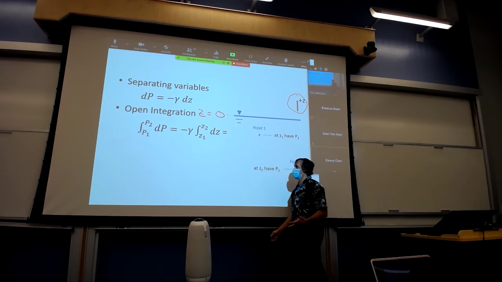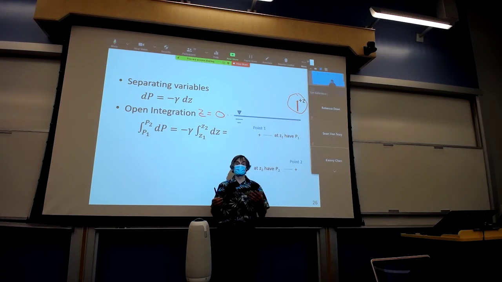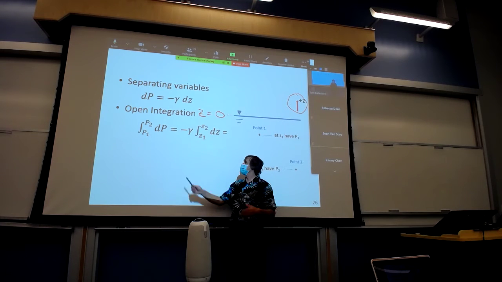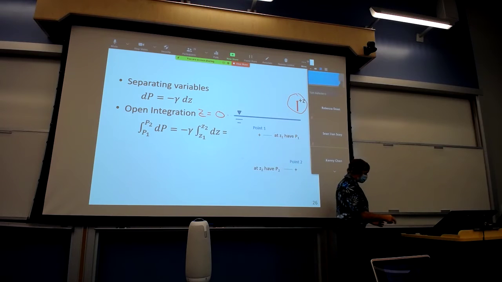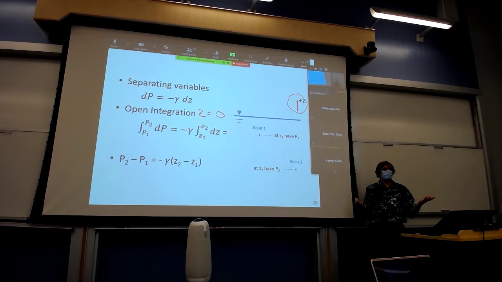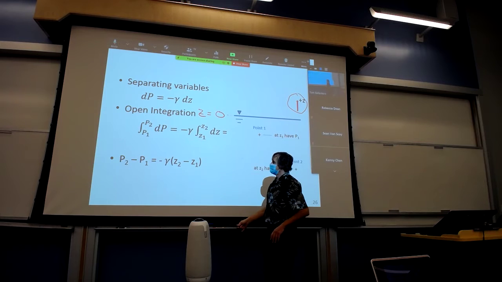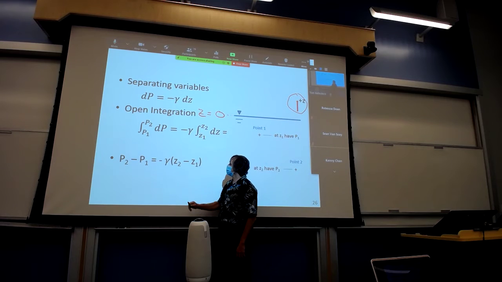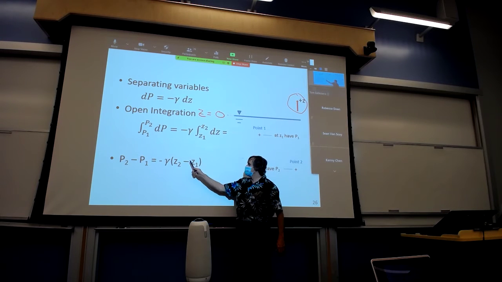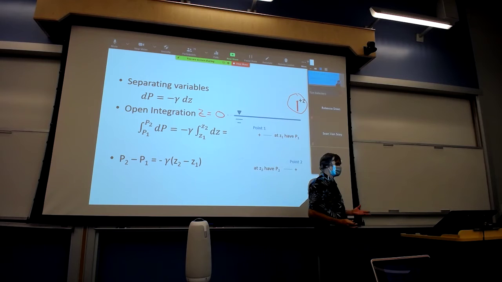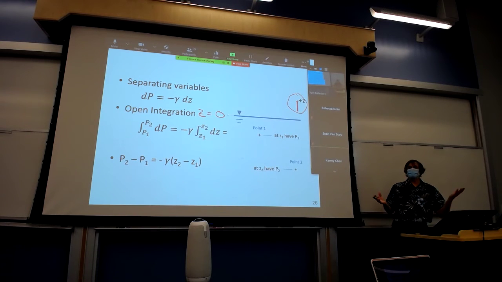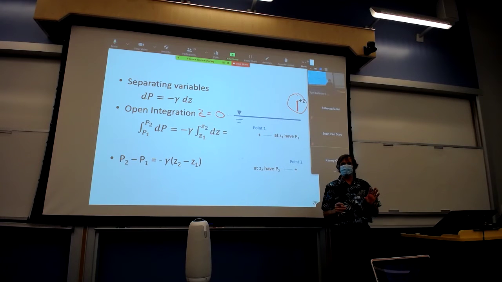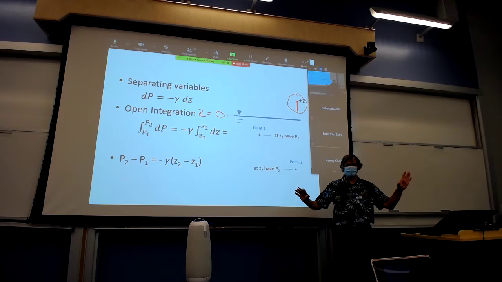As you all know, the integration of dP is P, evaluated at those two limits. The integral of dz is just Z, evaluated at those two limits. So when we perform that integration, we get P2 minus P1 is equal to minus gamma times Z2 minus Z1. That's not so bad. And there's a lot of ways of rearranging this. You can group like variables. You can divide the whole thing by the specific weight. It doesn't change what it's saying.